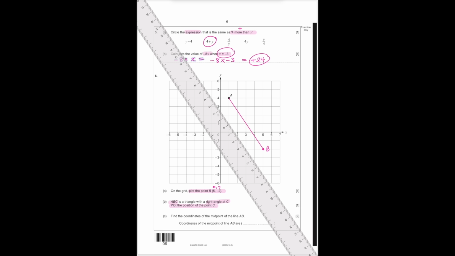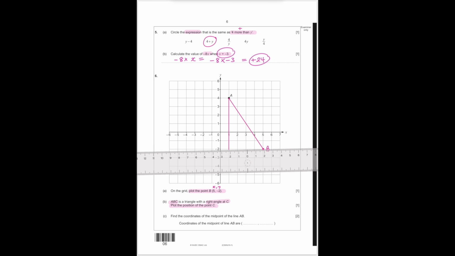So if I was to form a right angle triangle here, if I draw that on as best as I can, move you across a little bit. So that's where my right angle would form. So they've said with a right angle at C, so this must be point C. And it says to plot the position of point C, and I've just done that on there. So that's fantastic.